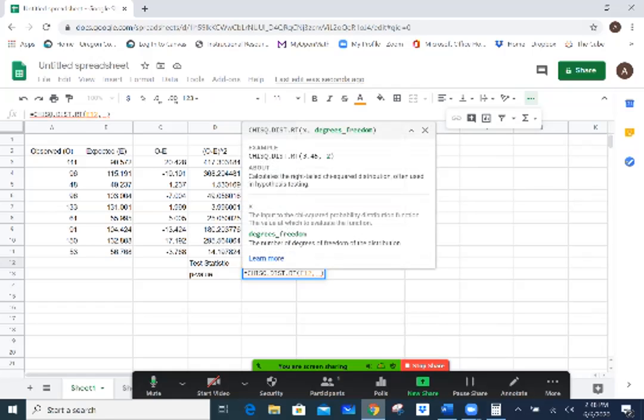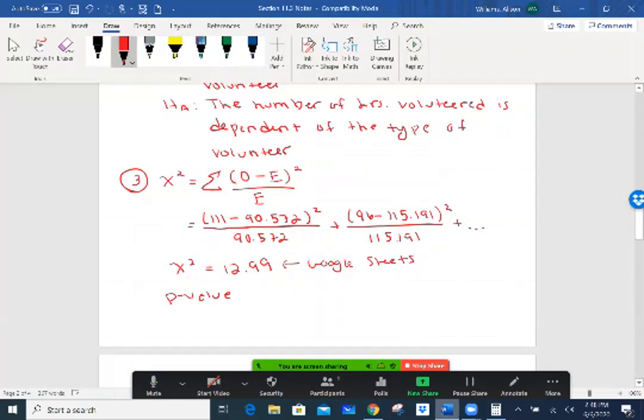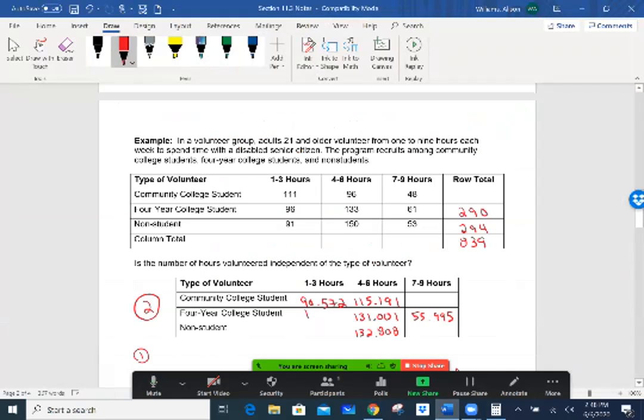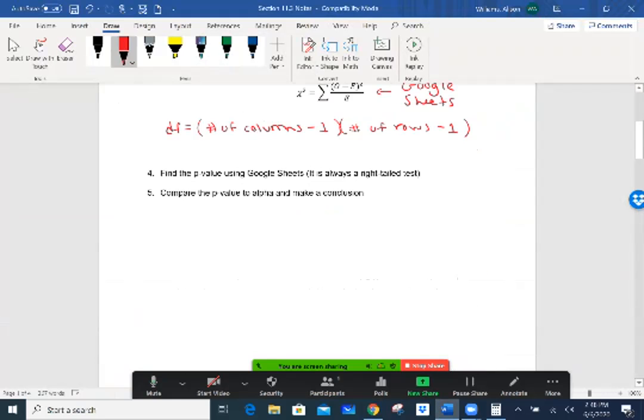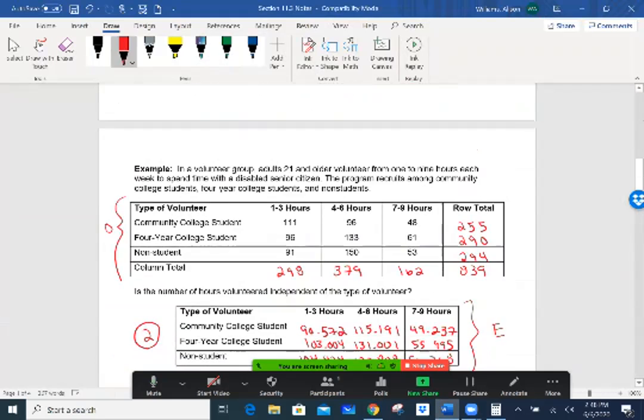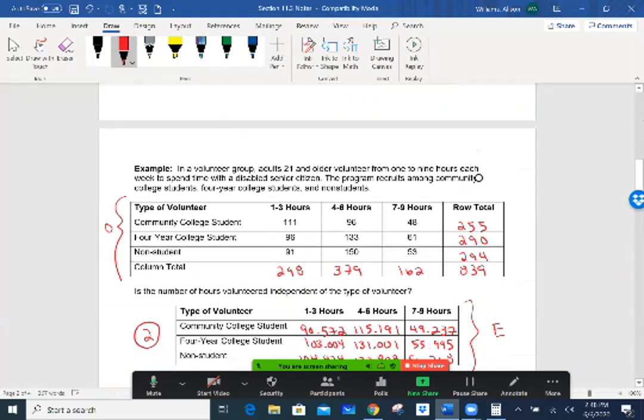Okay, so real quick, let's come back here and do the degrees of freedom, since we haven't talked about that. So the degrees of freedom are the number of columns minus 1 times the number of rows minus 1. So there are 3 columns and 3 rows. So that means that the degrees of freedom is 3 minus 1 times 3 minus 1, or 4.